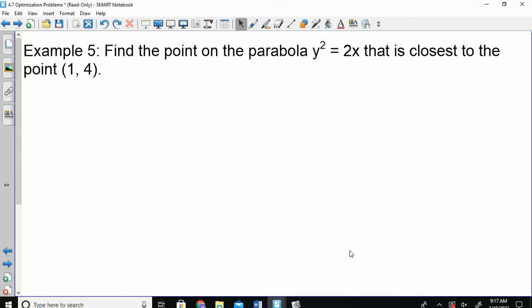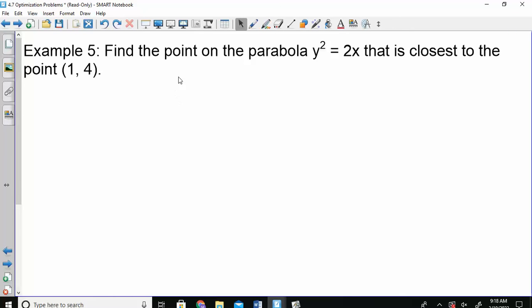So I'm asking you to find the point on the parabola y squared equals 2x that is closest to the point (1, 4). How do we measure how close things are? What's the word for how far apart things are? Distance. Do we have a distance formula?